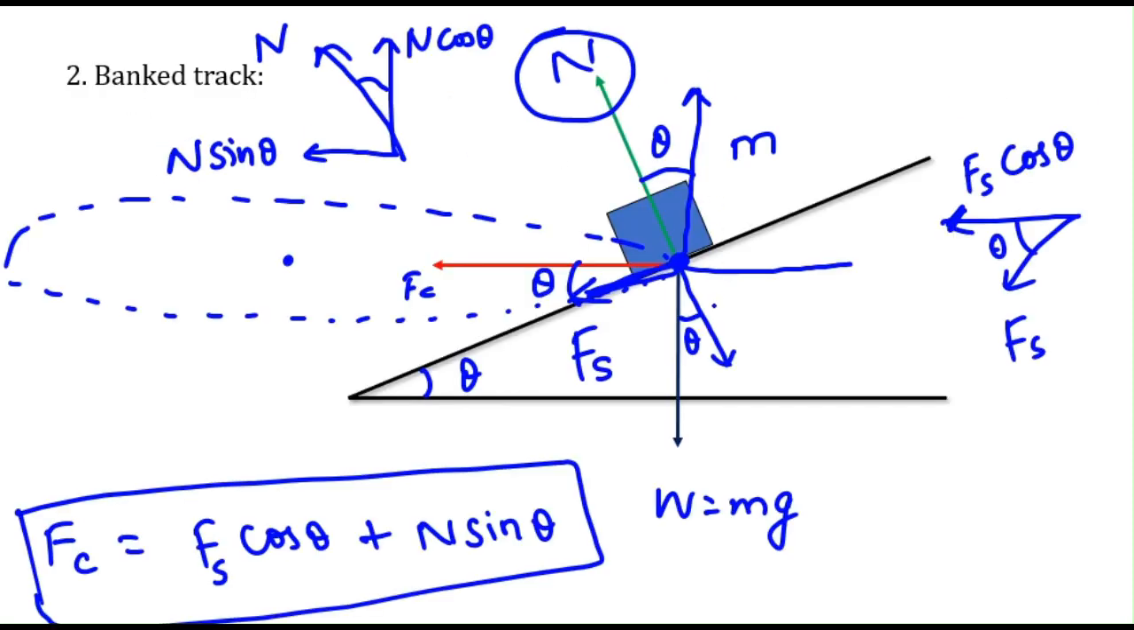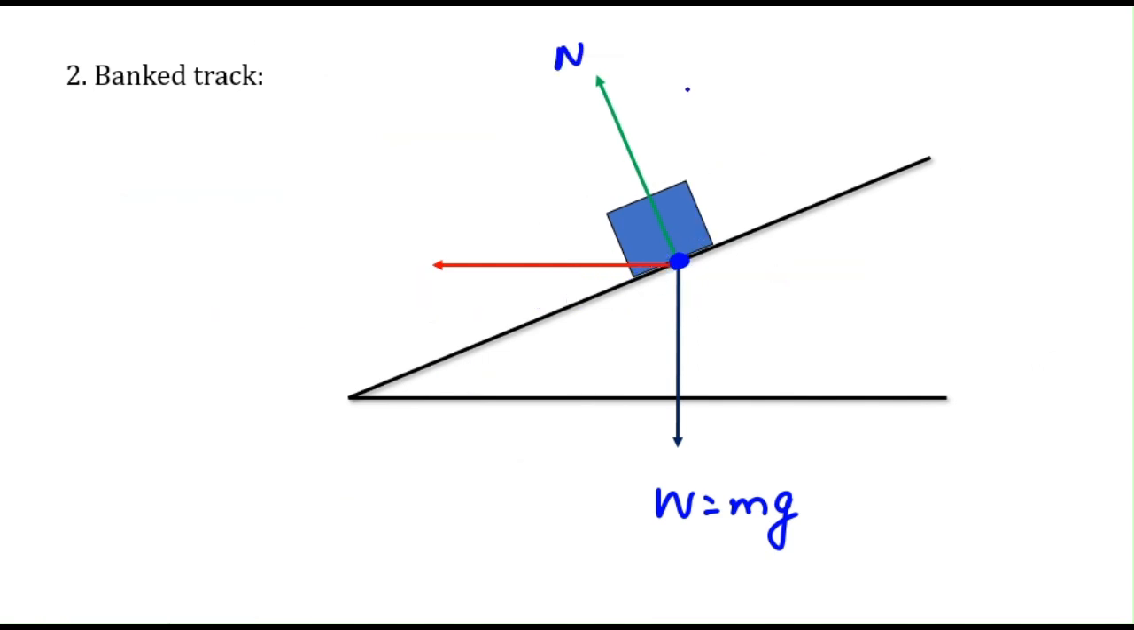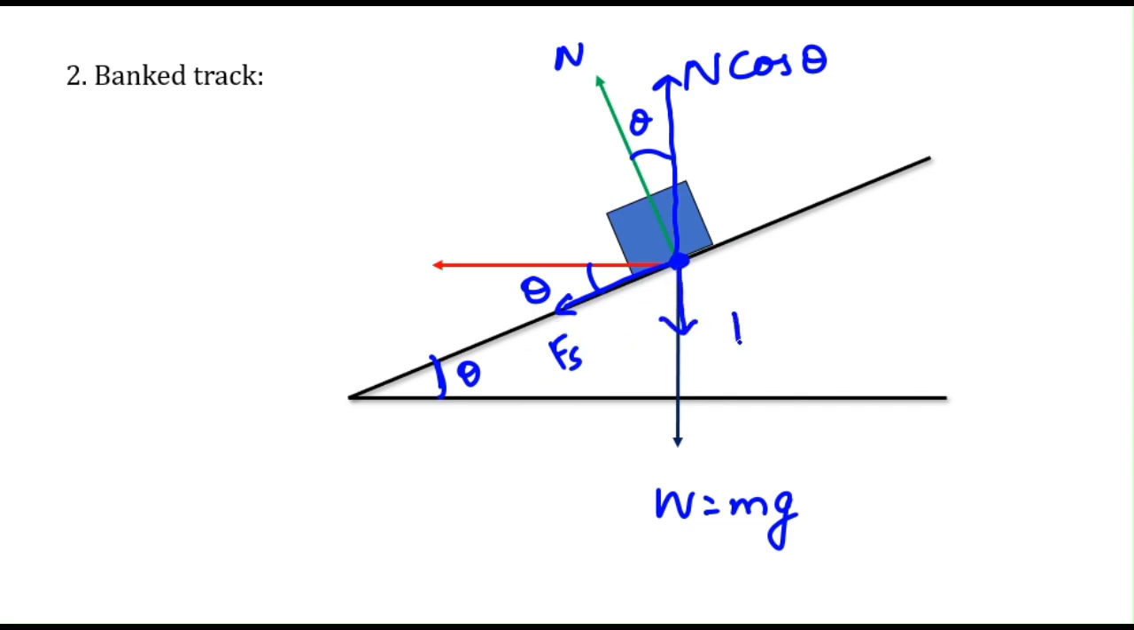So here we have another pair. Here, let me make it more clear to you. This is the vertical component of this normal, which is nothing but, if this is theta, this will be theta only, and this is nothing but N cos theta. And this is friction Fs, and this is theta. There is one component of this friction vertically downward that we can write as Fs sin theta.